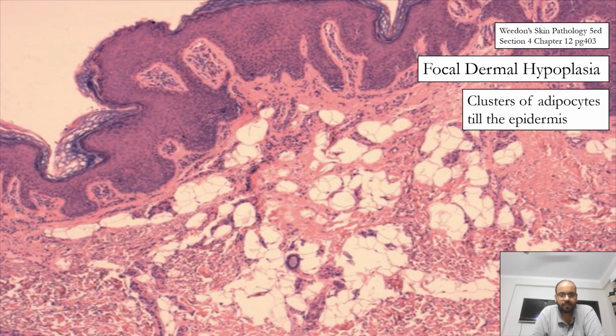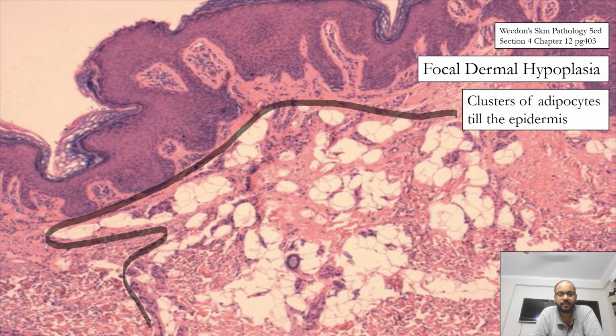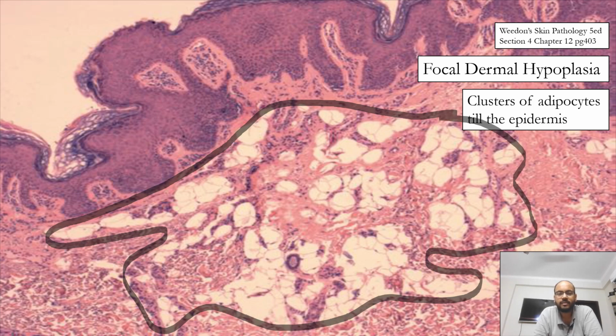So look at this beautiful diagram, photograph from Weedon's, and look at this adipose collection, fat collection. It is reaching up to the epidermis. This is the epidermis, and we know that you have epidermis, dermis, and subcutis, but here there is hypoplasia of the dermis, so the subcutis is higher up. Let's move forward.